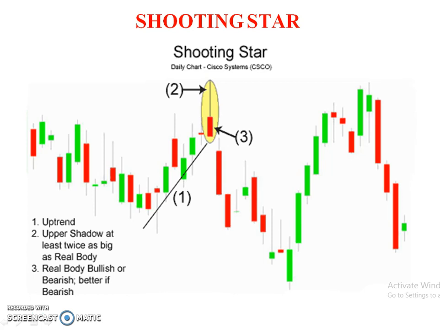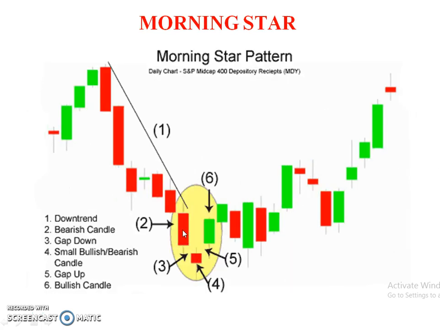The fifth powerful pattern is the star pattern. The bullish star pattern is called as morning star and bearish star pattern is called as the evening star. The morning star appears in the downtrend and the evening star appears in the uptrend. In this chart, you can see the formation of the morning star pattern.